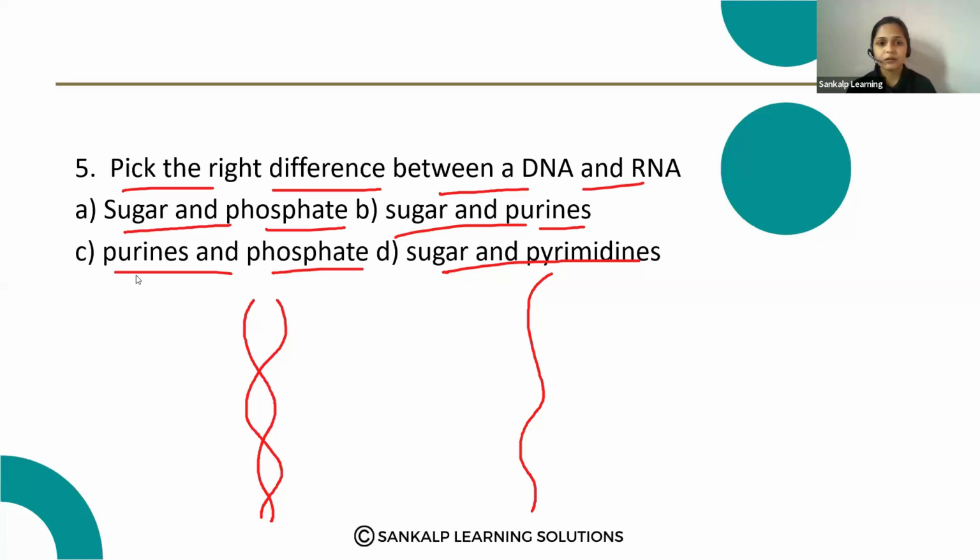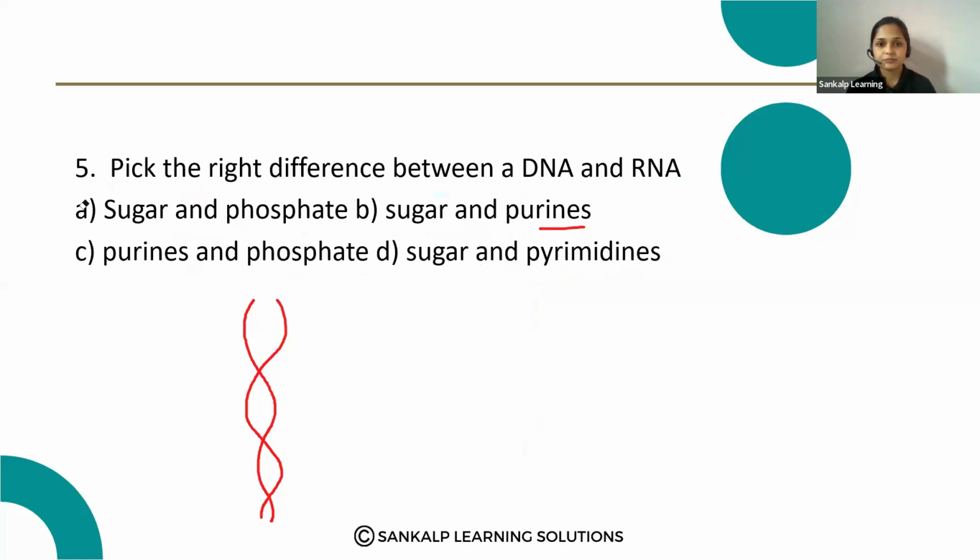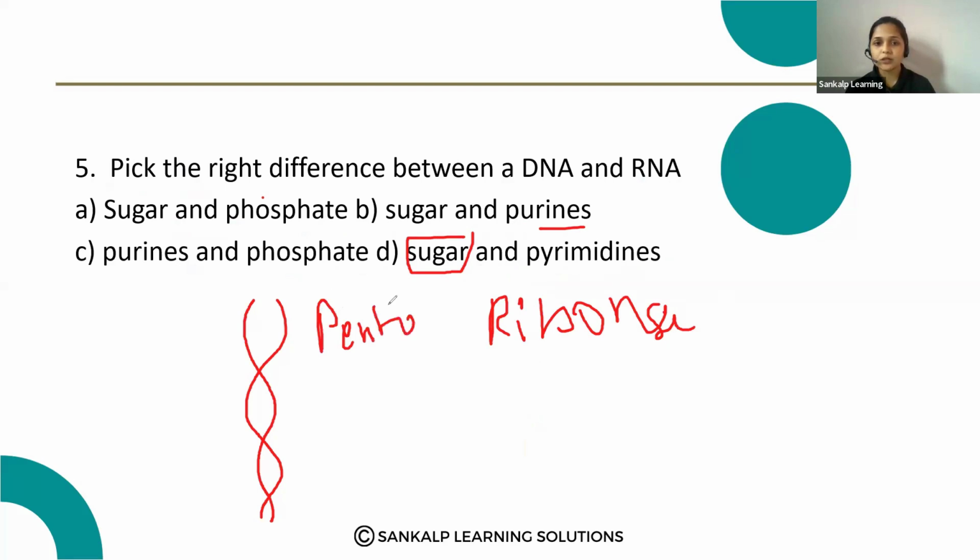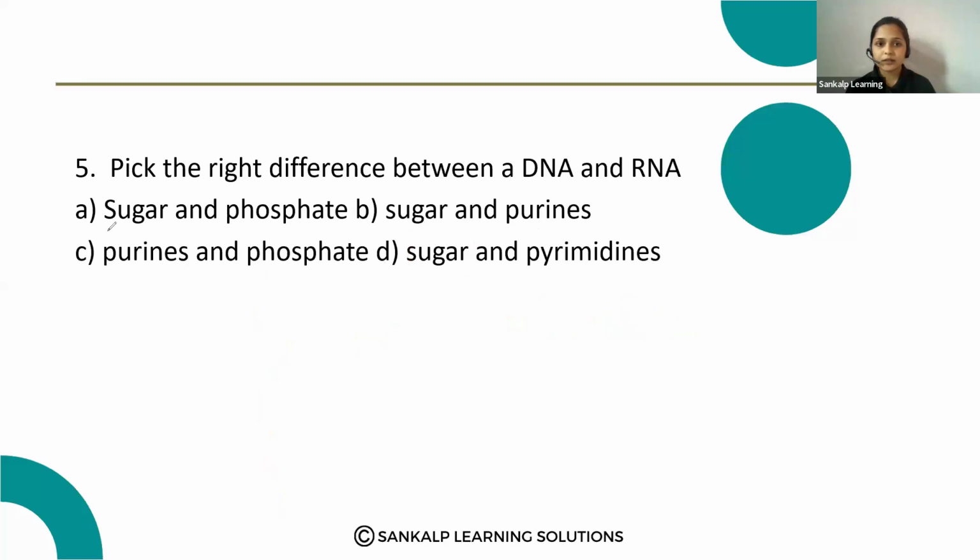Here, you should know that in RNA, the ribose sugar will be there. But in case of the DNA, there will be a deoxyribose pentose sugar. So the sugar group is different in both DNA and RNA. So you can take this option A, B, and C. Sugar is different in both DNA and RNA. The phosphate group is the same in both DNA and RNA, so we cannot take this option.